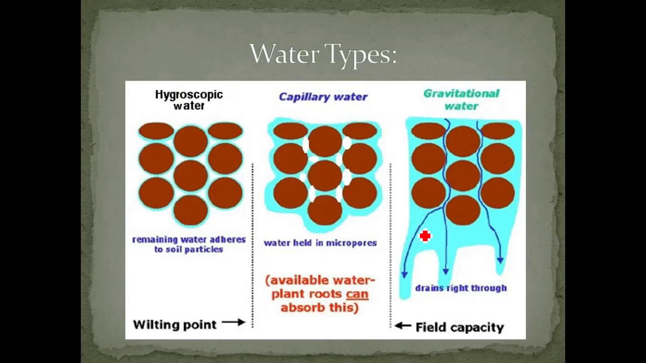So here's a little bit about another diagram. As you have your gravitational water and you're at saturation, as the water drains through, you have your water held in these micropores here, your available water. You have capillary water. This soil is at saturation, moving toward the wilting point where the remaining water adheres to soil particles.